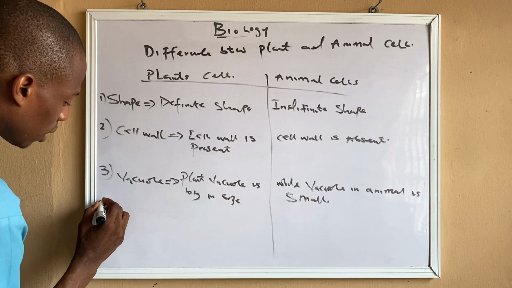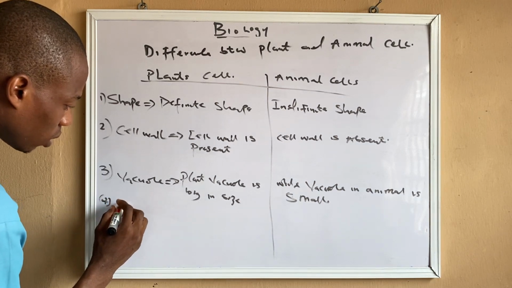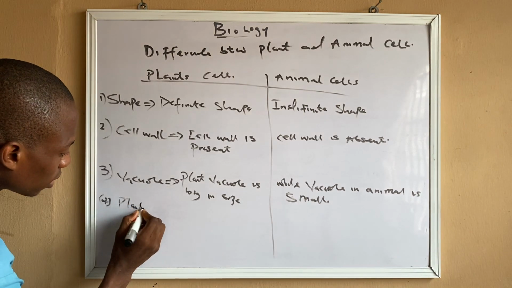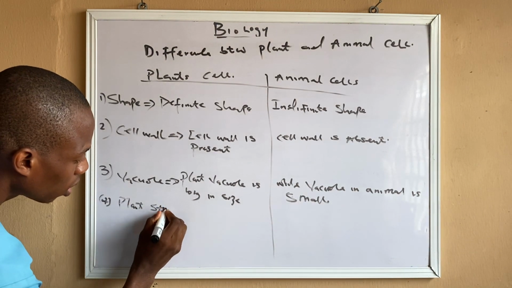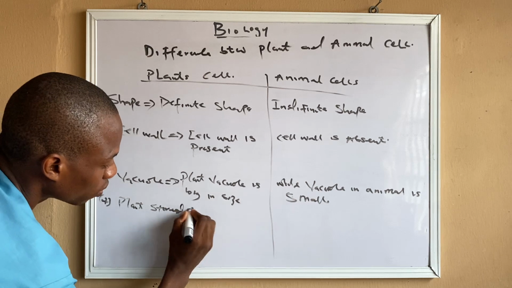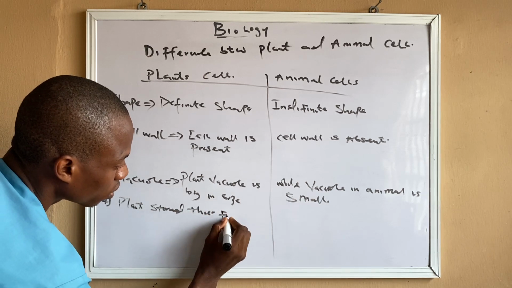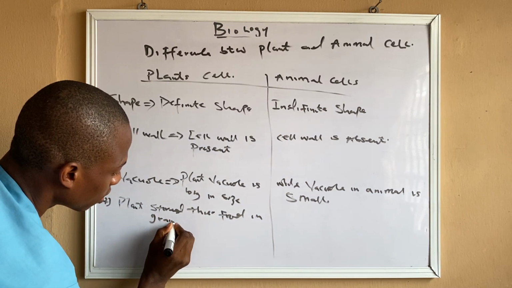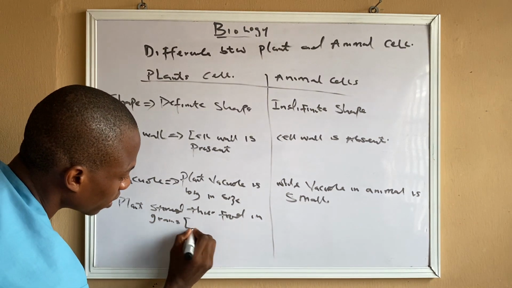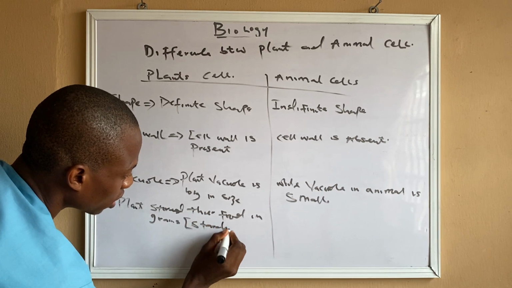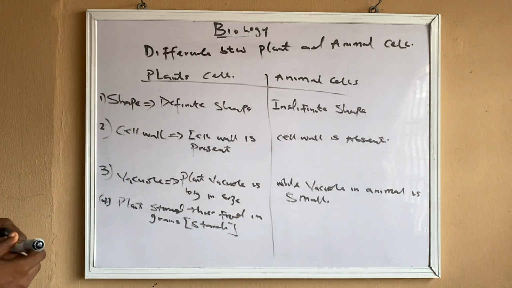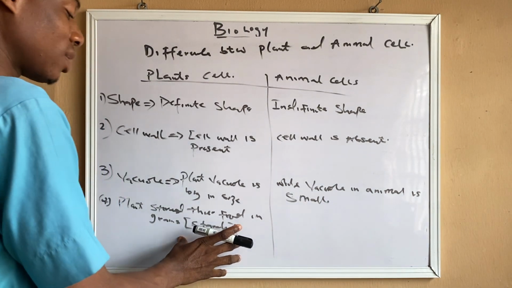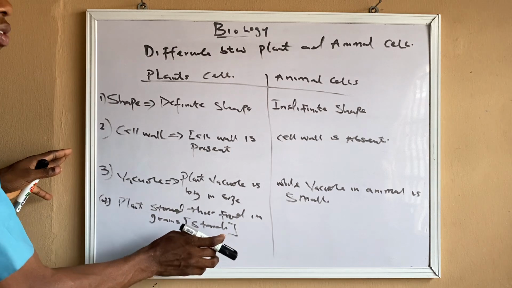Four, another difference is that plants store their food in grains, like starch. Whenever we see any plant, their food is stored in the form of starch.